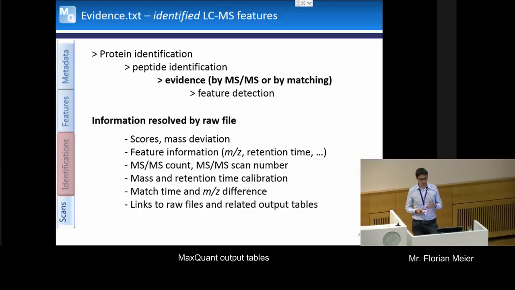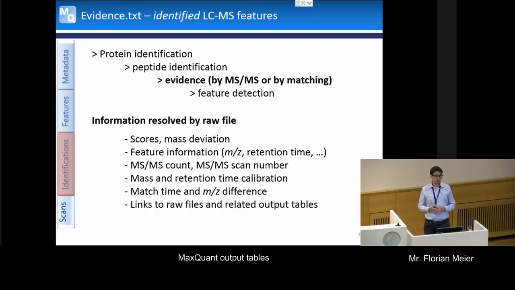And you get information about the recalibration. So was there a mass recalibration involved? Was the retention time recalibrated? And also if it was matched, it will give you the matching time difference between the feature in this specific raw file and the feature where it was matched from.